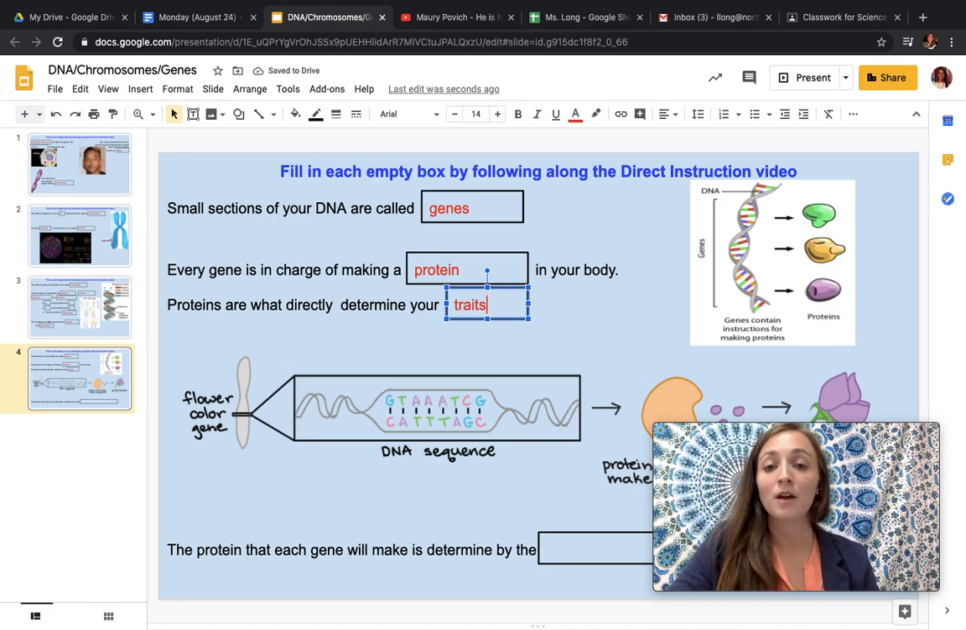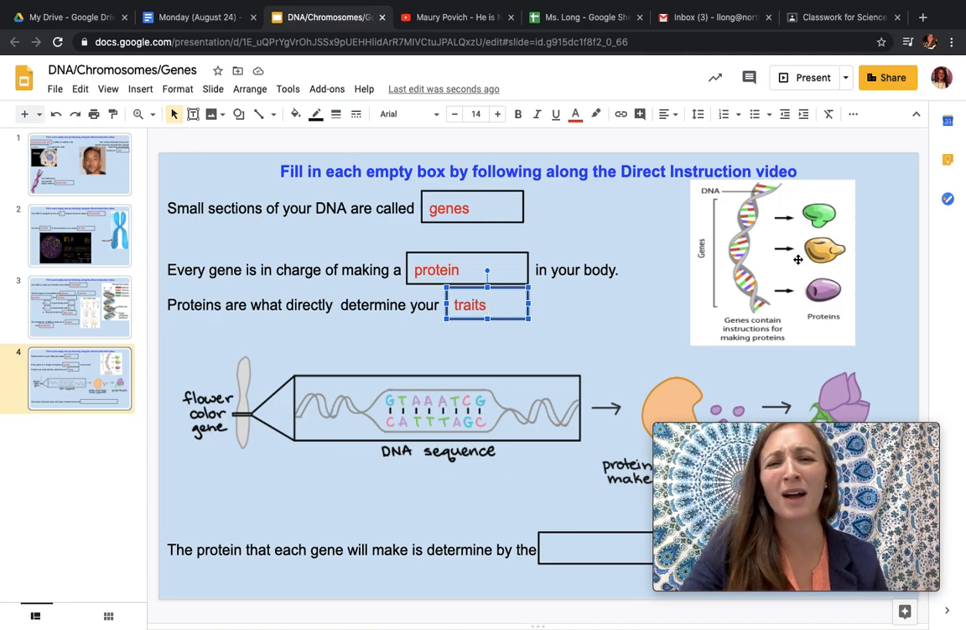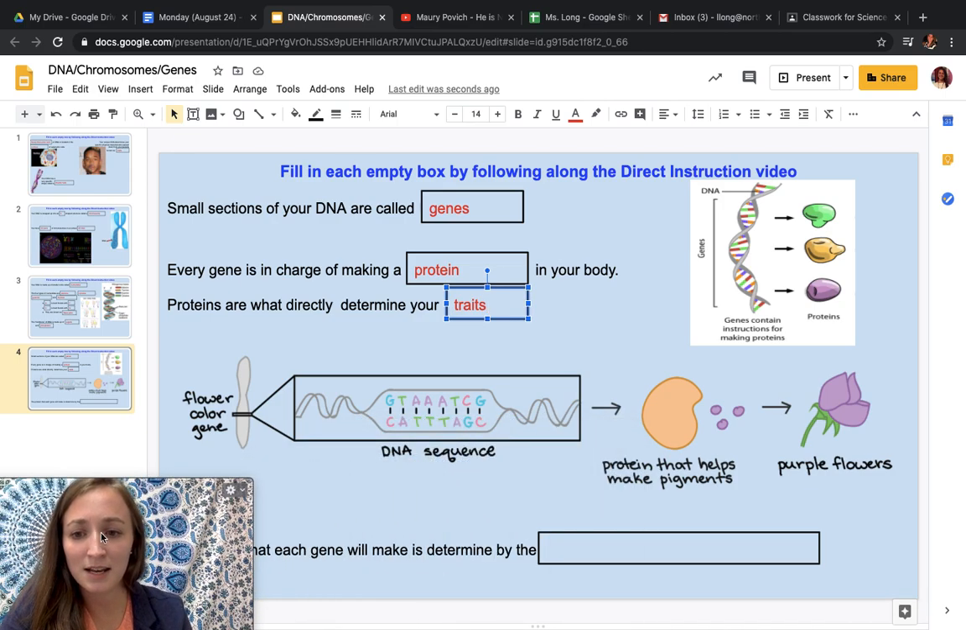Let me back up here. On your DNA, you have specific sections, like in this picture right here. Those sections are called genes, and each gene is in charge of making a protein. It's like it has a specific recipe to make a specific protein. So if I have a gene that says I need to make a protein for blue eyes, it's going to make a protein for blue eyes. And that protein is what's going to actually make your eyes blue or brown or green or whatever eye color you have.